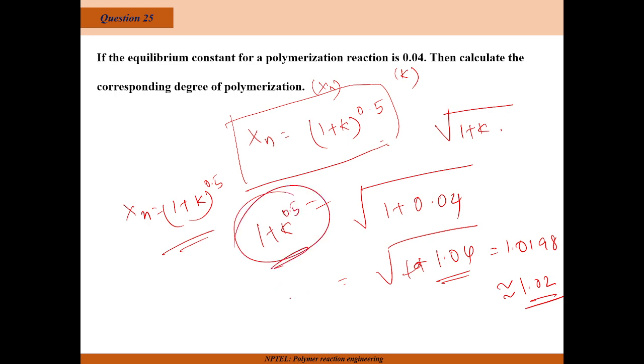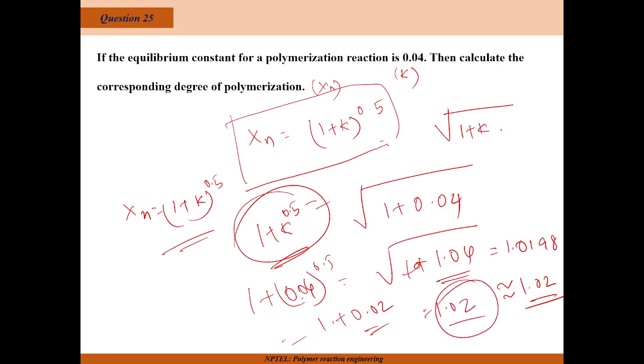Okay, so then the answer is 1 plus 0.04 whole to the power 0.5. Then again, the answer comes to be the same. Answer is 1.02, right? 0.04 to the power half is 0.2, not 0.02, it's 0.2. So answer is 1.2. I'm sorry. It is not the half power, I just made a mistake. It's like K to the power. Okay, I'm sorry. Thank you.